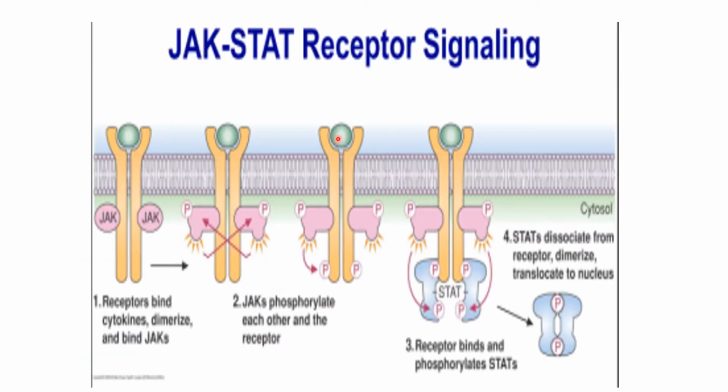Diagrammatic representation here. Any cytokine or hormone which binds on the receptors is going to activate the receptors, and both of the dimer forms of the receptor will transphosphorylate each other. This side's JAK will transphosphorylate the other receptor's JAK, and this JAK will phosphorylate the first JAK molecule attached to the receptor's one arm.